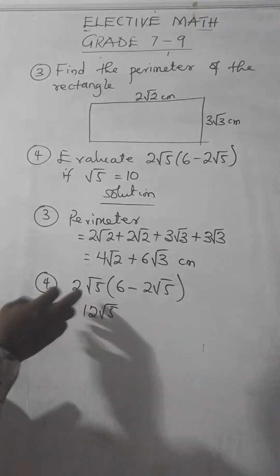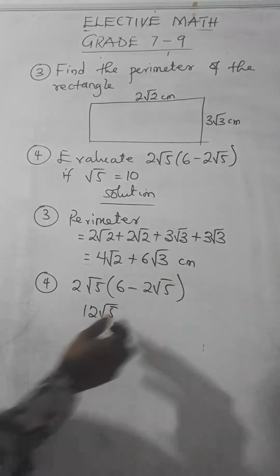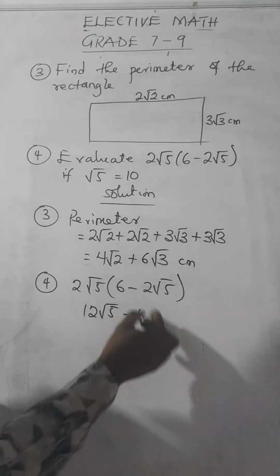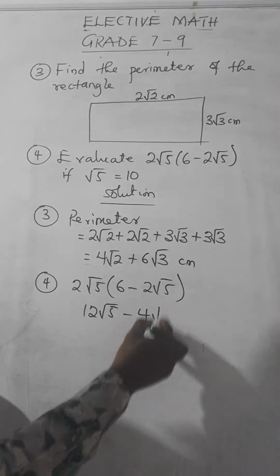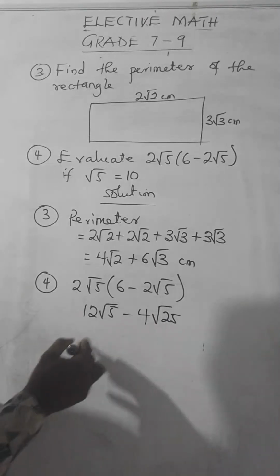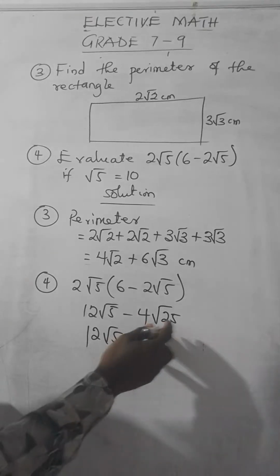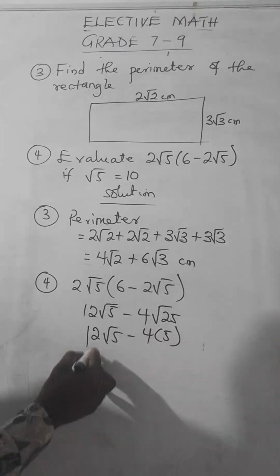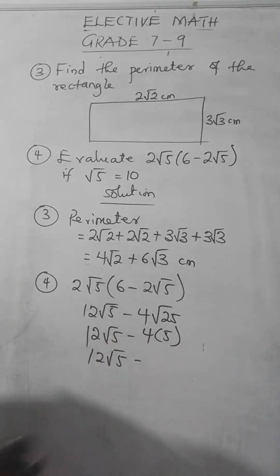12. Then we use 2 root 5 to multiply 2 root 5. So here, positive by negative is negative. Now 2 by 2, that is what? 4. Now root 5 by root 5 will give you root of 25. So here you have 12 root 5 by here to be 4. Root of 25 will give you 5. You have 12 root 5 minus this 20.